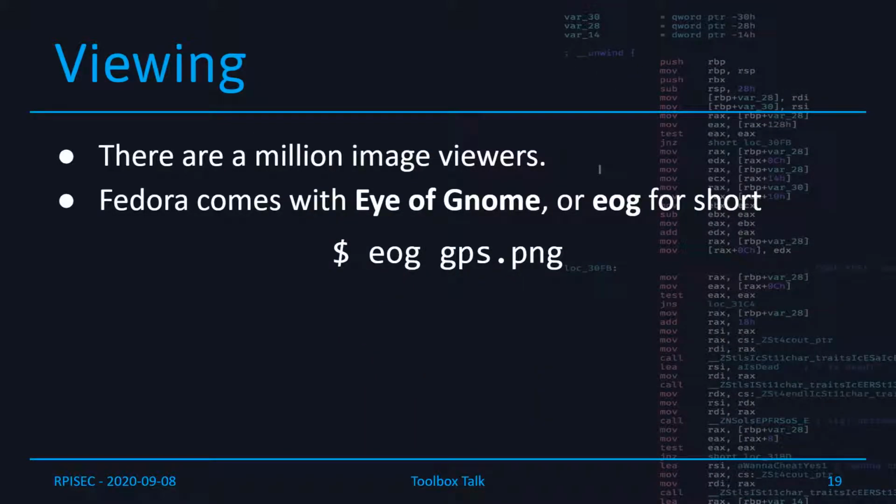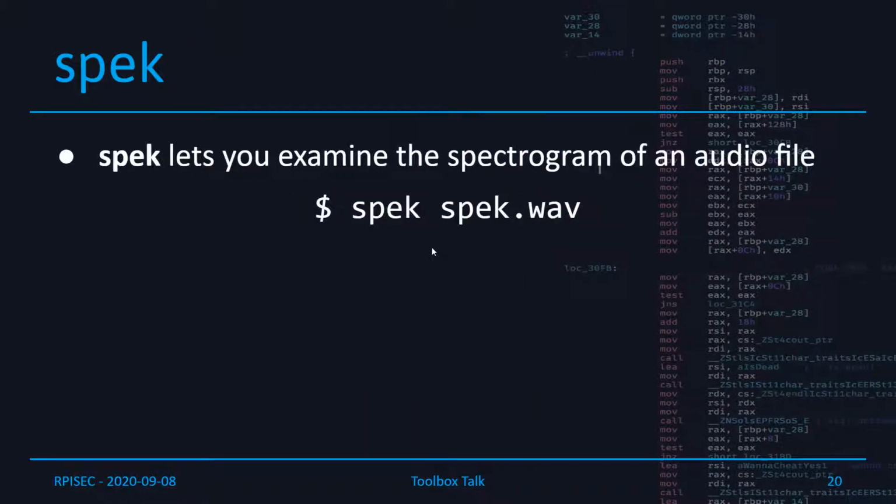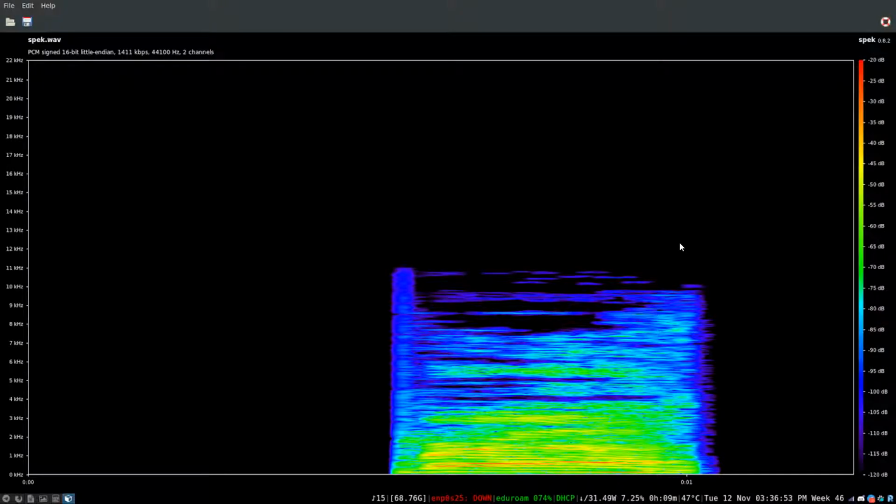So that'll let us take a look at images. But what if I want to have a look at sound? That's where spec comes in. It's a handy little tool that lets you view the spectrogram of an audio file. So this is a real short bit of audio here, but you can see it. This shows you how intense different frequencies are. And a somewhat popular trick is writing stuff in the spectrogram. So that's always something I look for whenever I'm given a weird audio file.